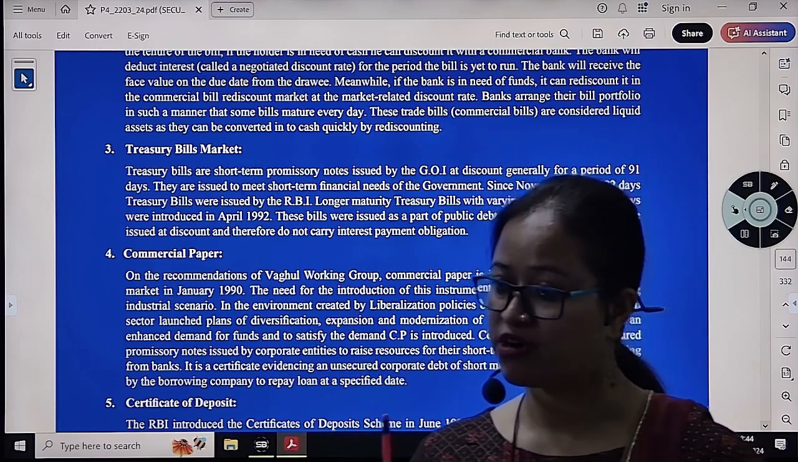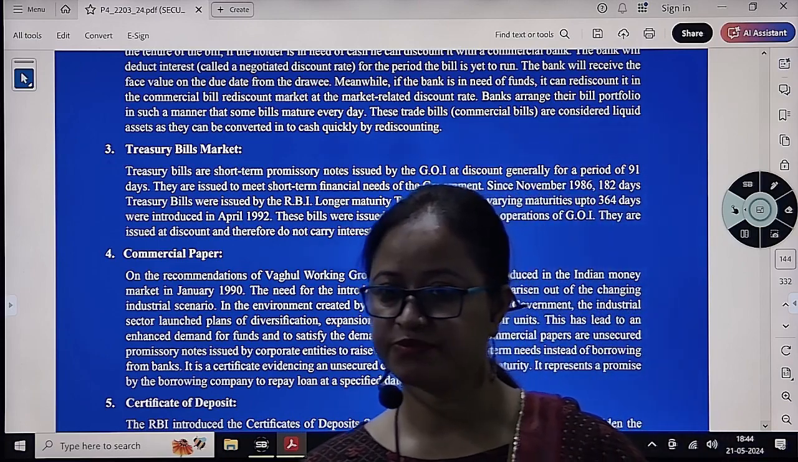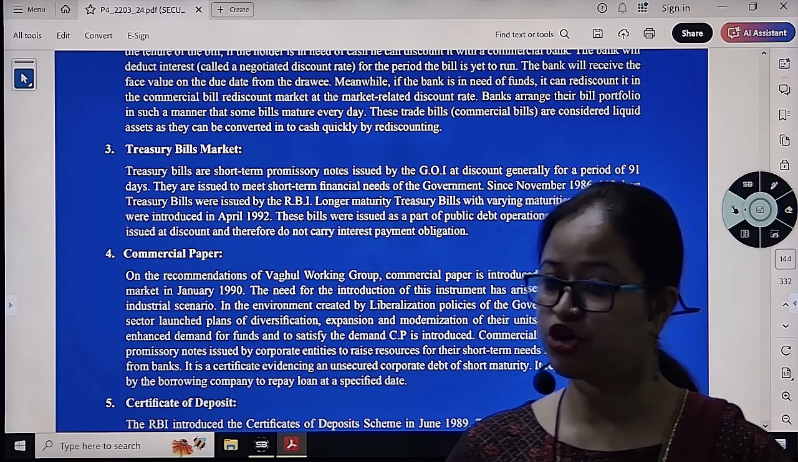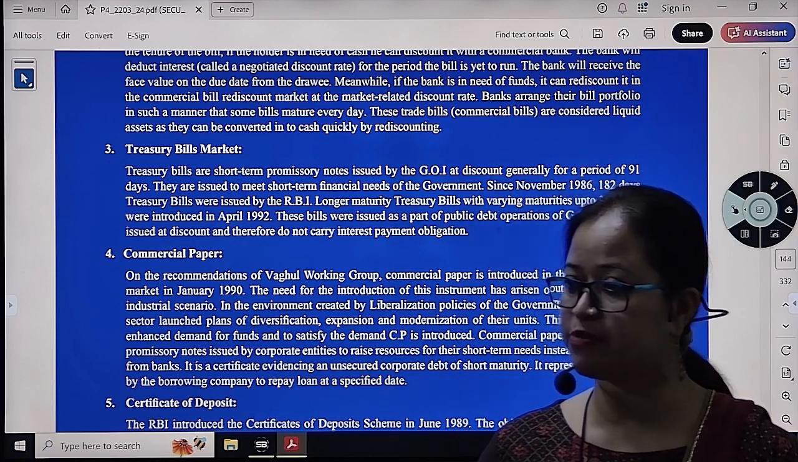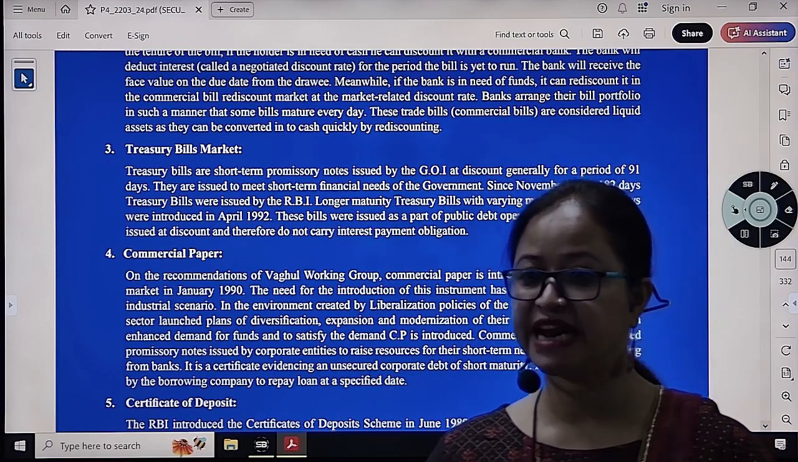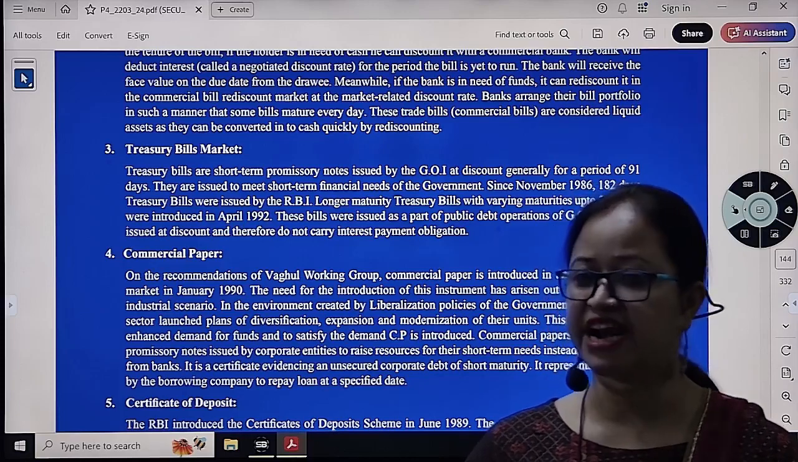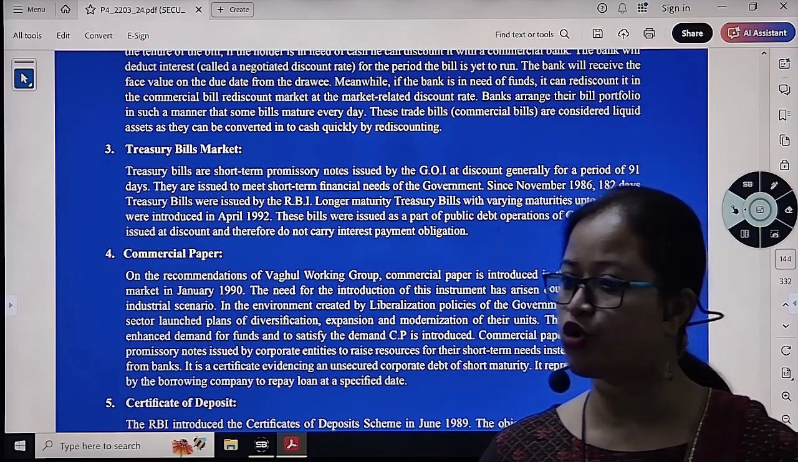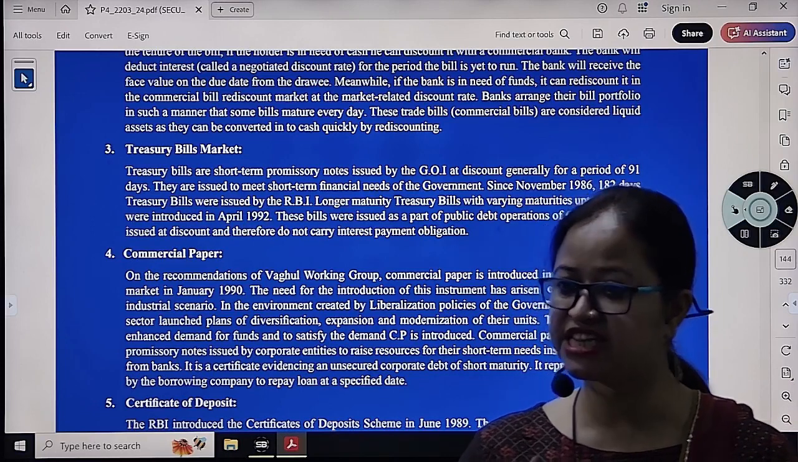So only the reputed organizations can issue commercial paper, because the objective of issuing commercial paper is what? To raise money, to raise funds. The organization wants to raise funds. They do not want to borrow from banks. They raise funds.